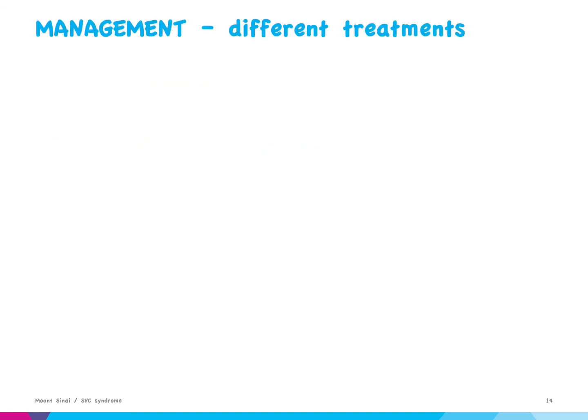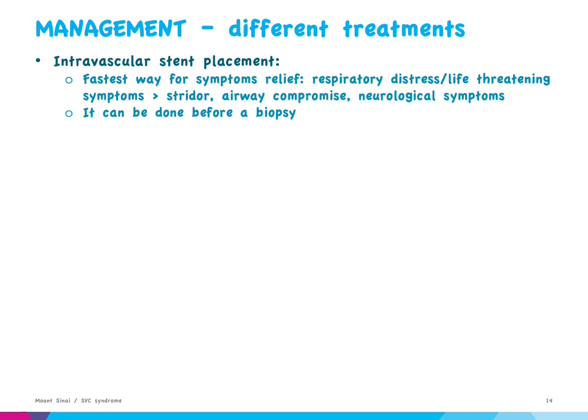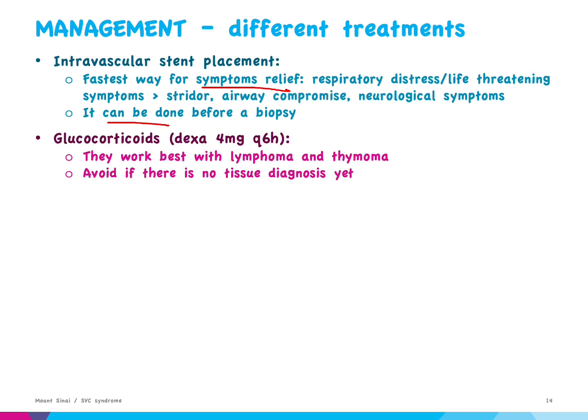The different treatments are not something that we need to remember, so let's just very quickly go over them. The intravascular stent placement is the fastest way for symptom relief, so it's used for patients with life-threatening symptoms. The good thing is that it can be done before a biopsy because it will not compromise it. Steroids, usually dexamethasone, are only done if you already know the cause of the SVC syndrome, because otherwise they will compromise the tissue diagnosis. So never do it if you don't know why the SVC syndrome is happening.